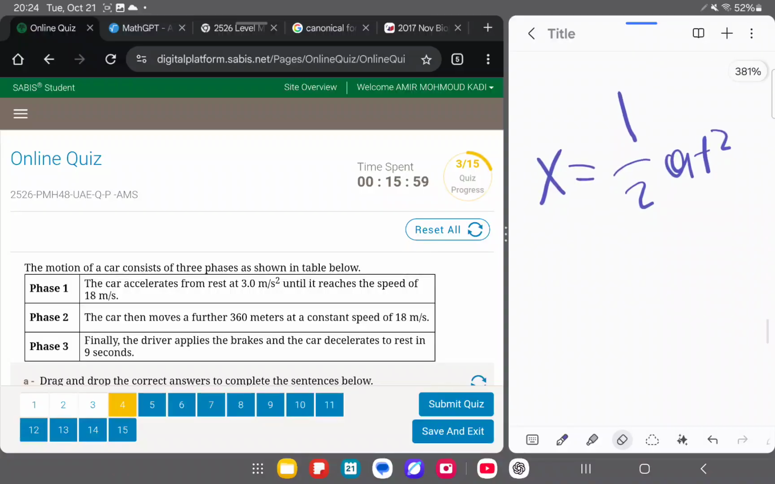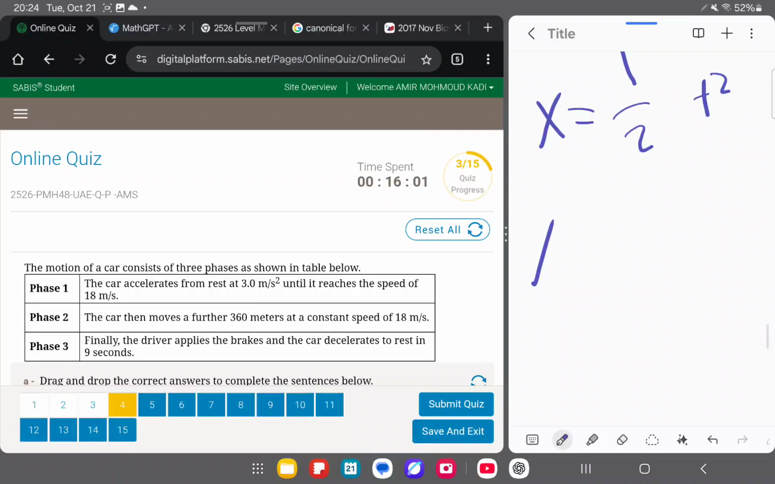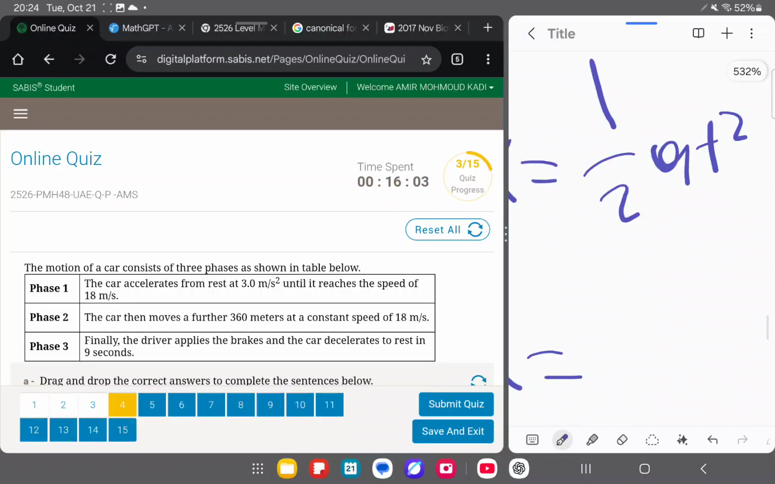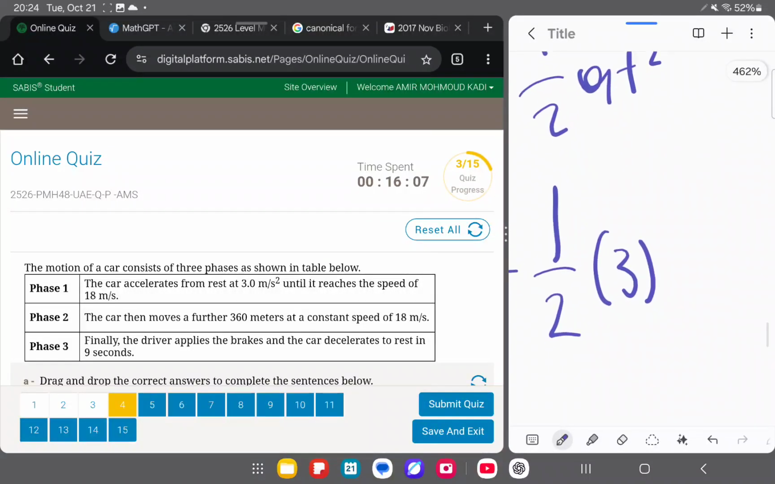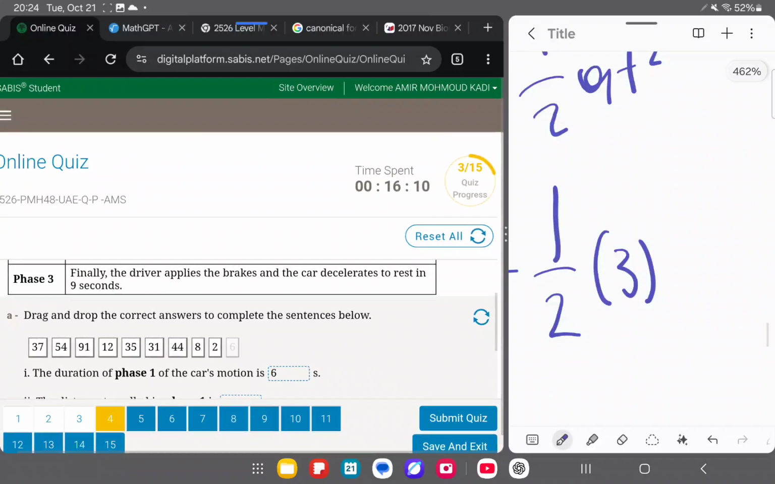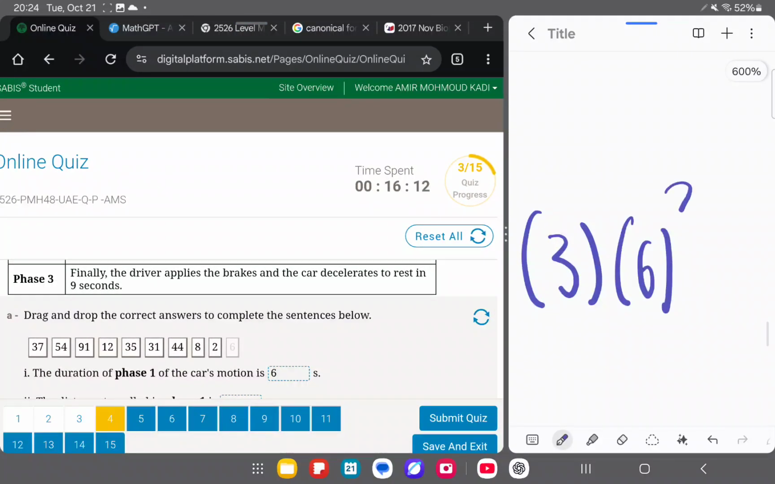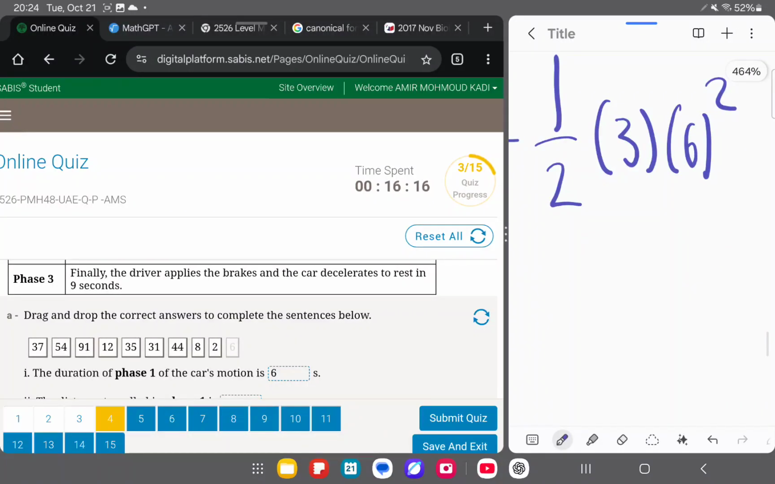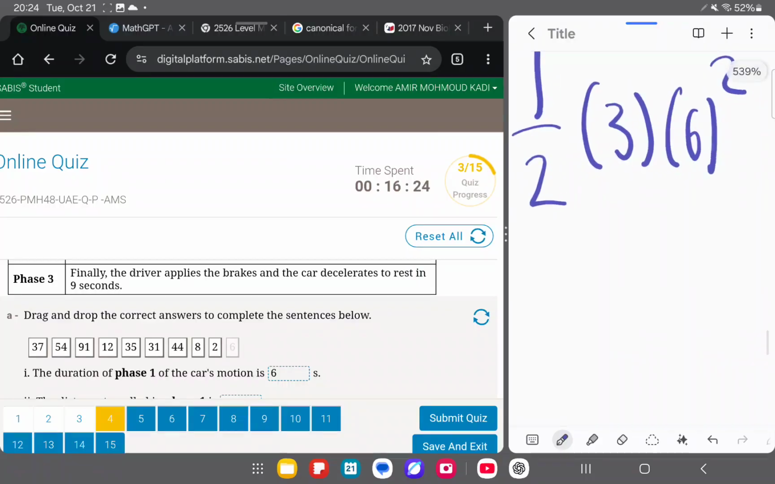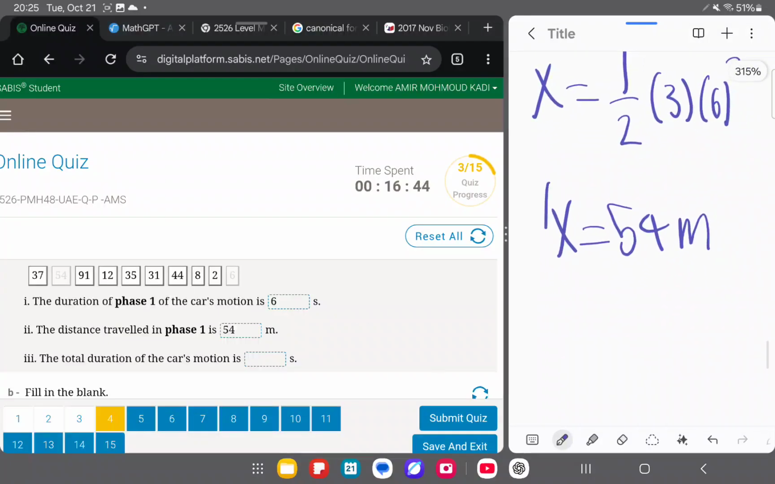And they gave us the acceleration, which is 3, and the time, which we just got, is 6. So 6 squared is 36, times 3, times half. It's going to be 18 times 3, which is 54. Okay, now I have 54 meters, so I got 54 here.